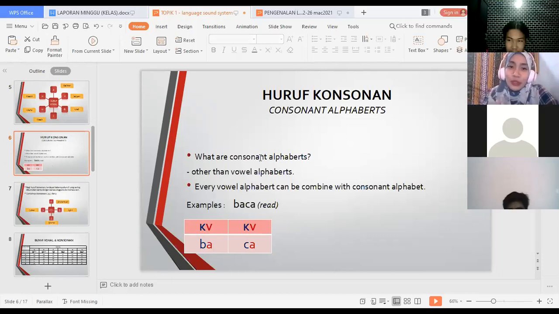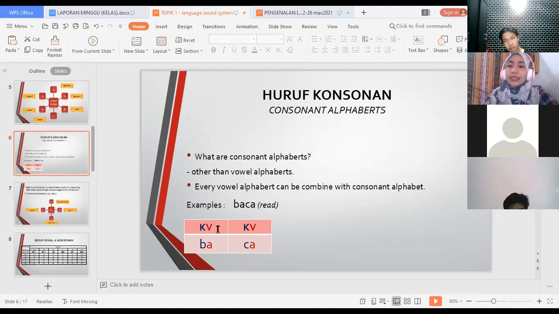So the consonant alphabet is everything other than the vowel alphabet, like B, C, that you learned in kindergarten. Now you're doing your degree, so of course you can answer me. Every vowel alphabet can be combined with a consonant alphabet. For example, I put blue color, this is a consonant.